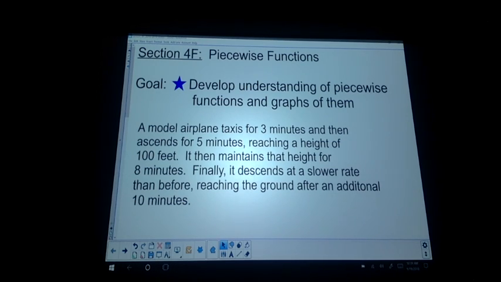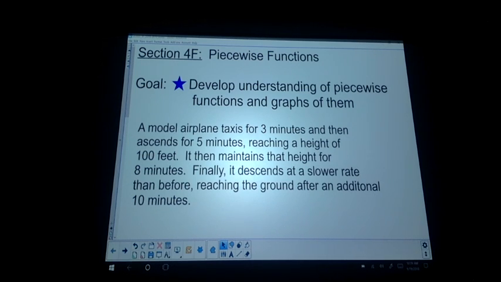All right, so a model airplane taxis, so it drives around for 3 minutes. Then it ascends, so it takes off and it's in the flight for 5 minutes. And then it reaches a height of 100 feet, and then maintains that height for 8 minutes. Finally, it descends at a slower rate than before. Reaches the ground after an additional 10 minutes.